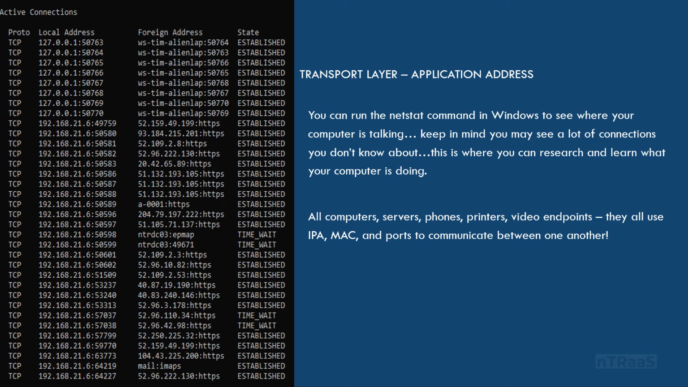So all computers, servers, phones, printers, video endpoints, whatever, they all use IP addressing, MAC addressing, and computers, once again, as well as names when it comes to DNS, to understand where they're connecting to. In this case, you'll see that my local machine is 21.6, and I'm connecting to HTTPS to 52.159.49.199. So here we know we're connecting to a web server on that remote IP address. And then, of course, the local switches on each side make sure we have the MAC addresses of our gateways.